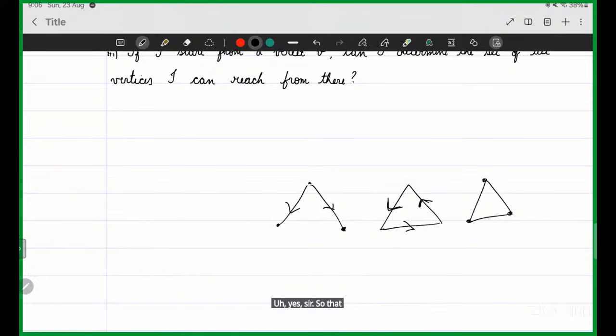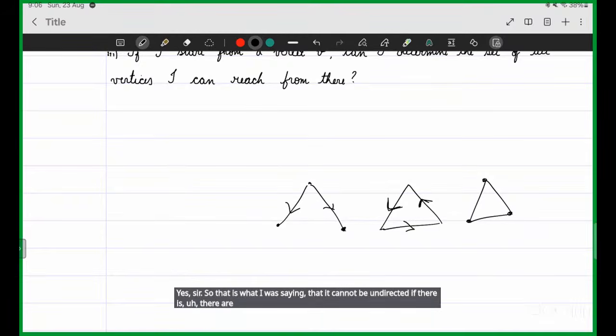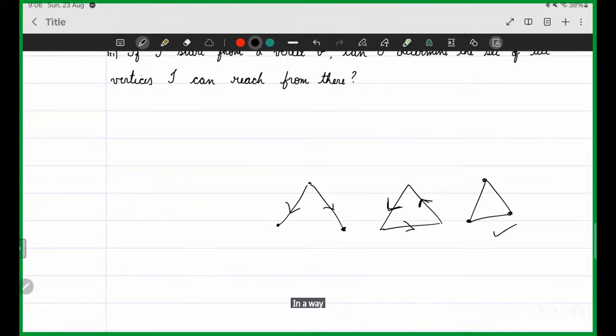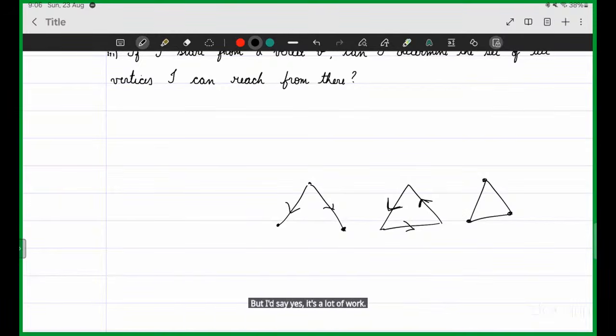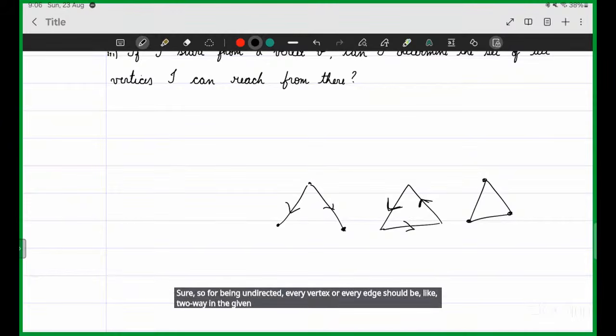So that is what I was saying, that it cannot be undirected if there are three points involved, right? In a way. So this last thing is an undirected graph. You could have it in such a way that I can go from A to B, and B can go to A. Whether you give a direction or not is up to you. It's a choice. Sir, so for being undirected, every edge should be like two-way in the given graph.